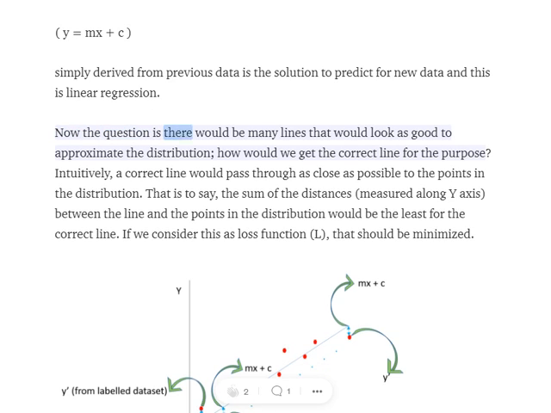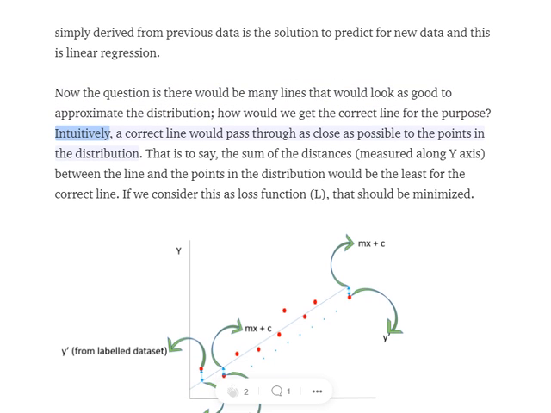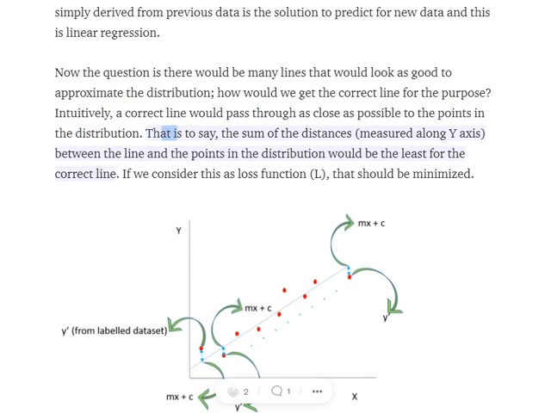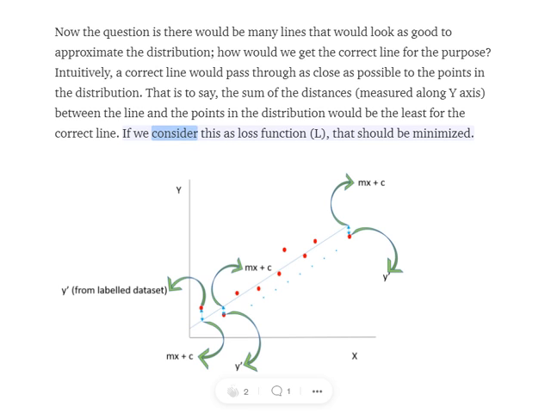Now the question is, there would be many lines that would look as good at approximating the distribution. How would we get the correct line for the purpose? Intuitively, a correct line would pass as close as possible to the points in the distribution. That is to say, the sum of the distances, measured along the y-axis, between the line and the points in the distribution would be the least for the correct line. We consider this as the loss function, L, that should be minimized.